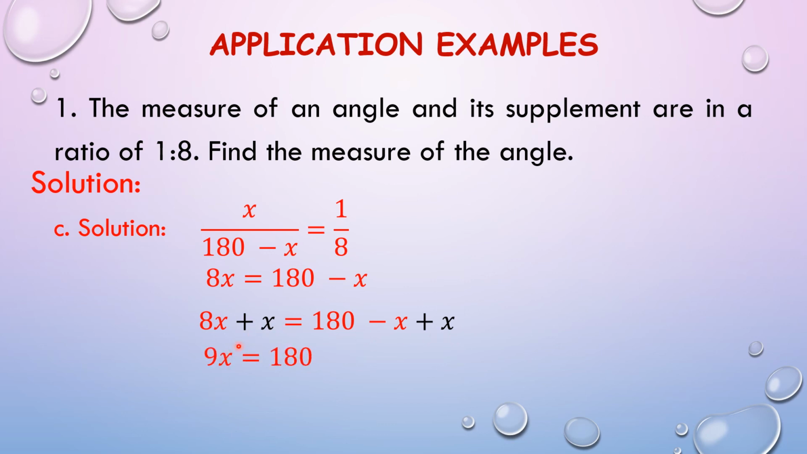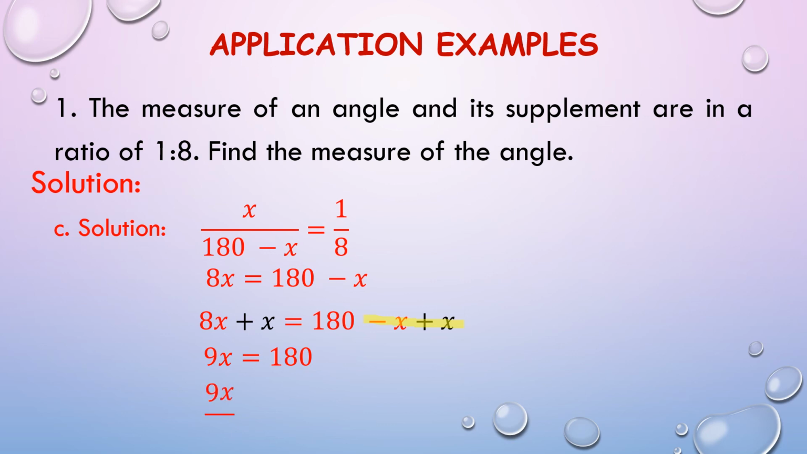8x plus x is 9x. Why 9? Because the x beside 8 is understood to have a numerical coefficient of 1. So we only add the numerical coefficients, the numbers beside the variable. So we have 8 plus 1, that is 9, and copy the variable, which is x. Then, on the other side, 180 minus x plus x. Since this is equal to 0, the number left is only 180.